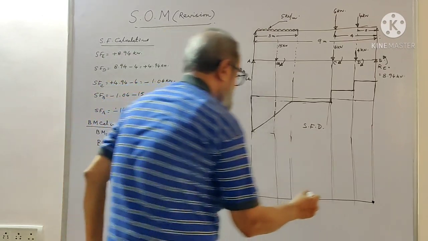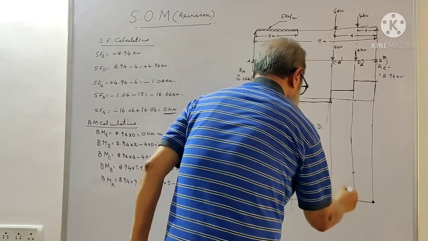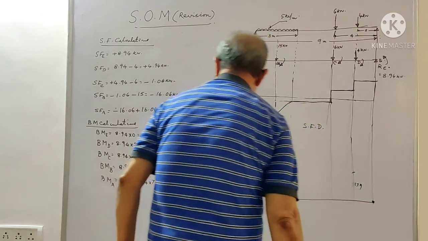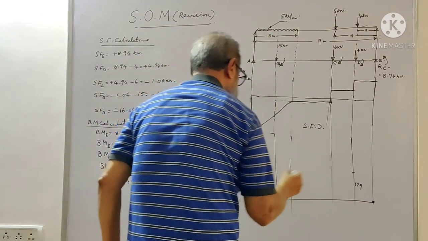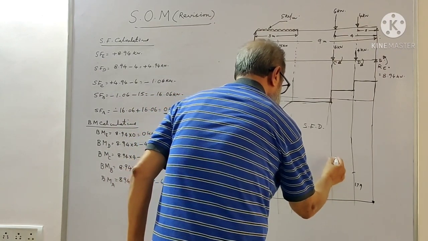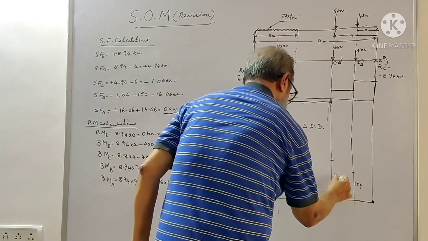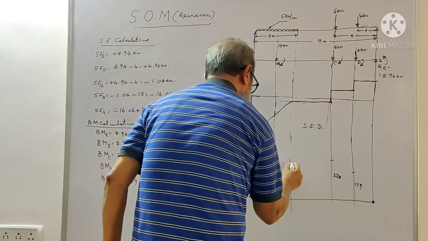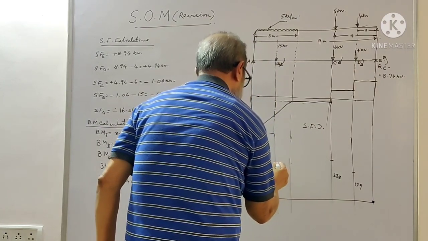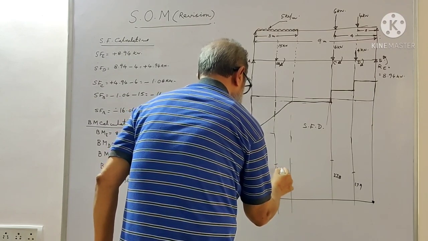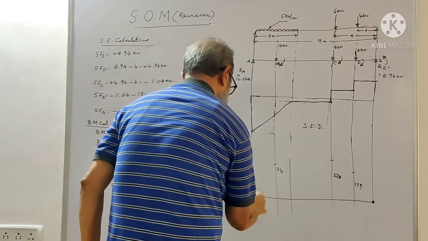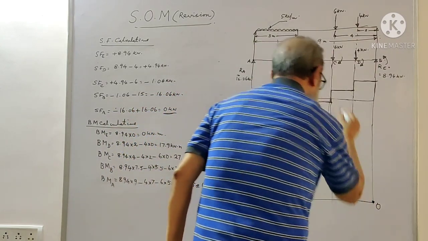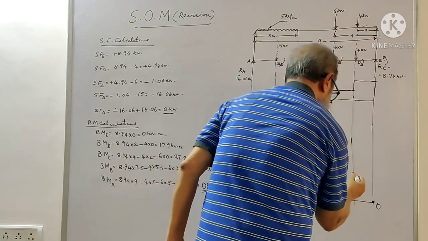Here it is 17.9. This is 17.9. Here it is 27.8. And here it is 24. Here it is 24. And here it is 0. Here it is 0.